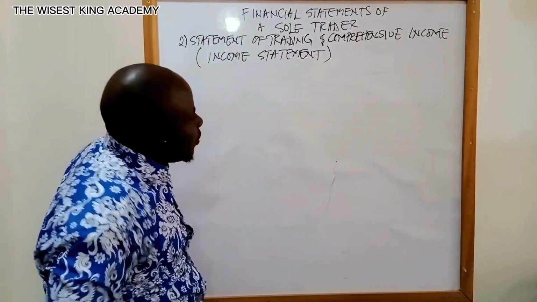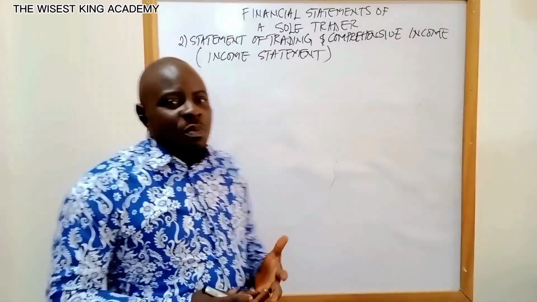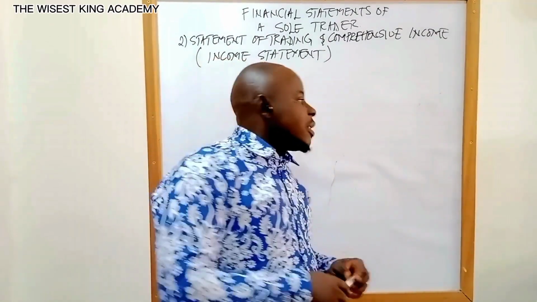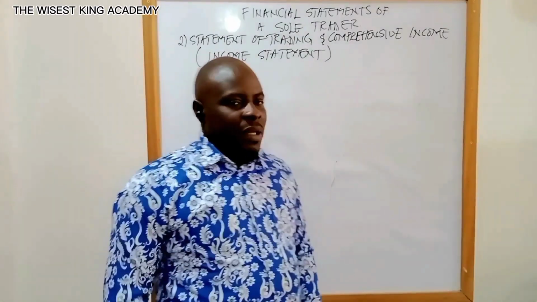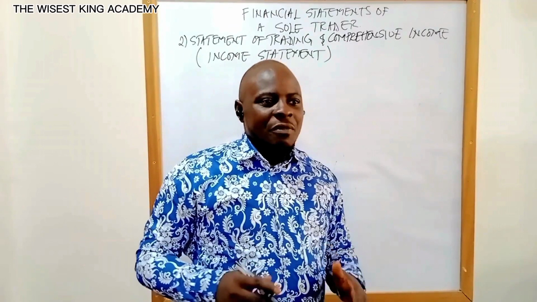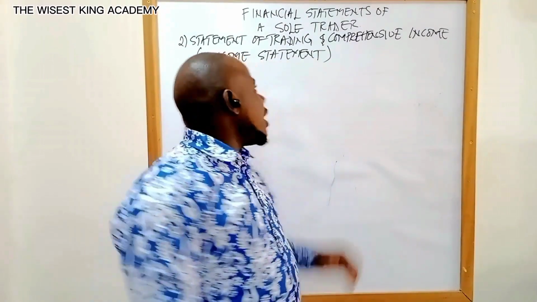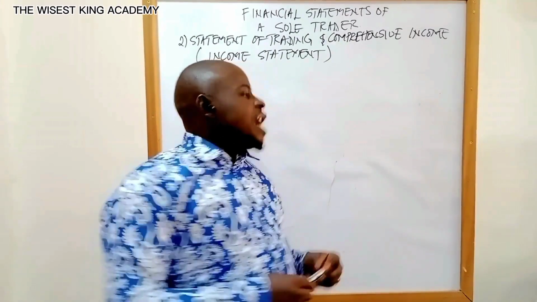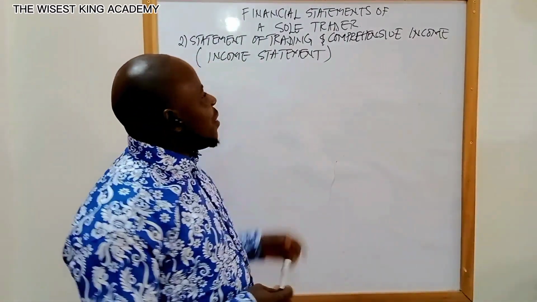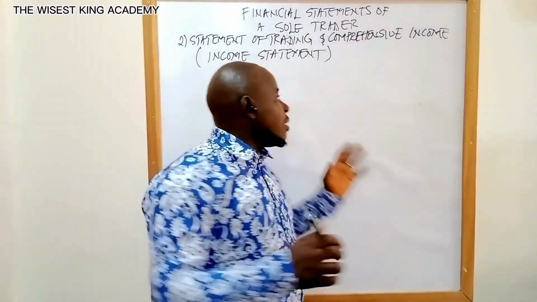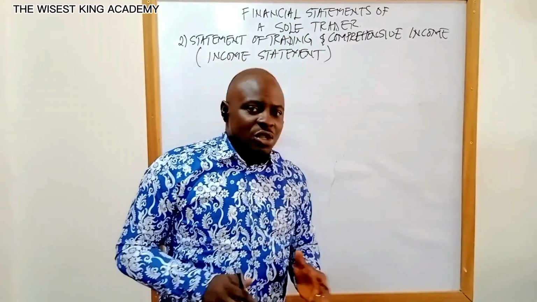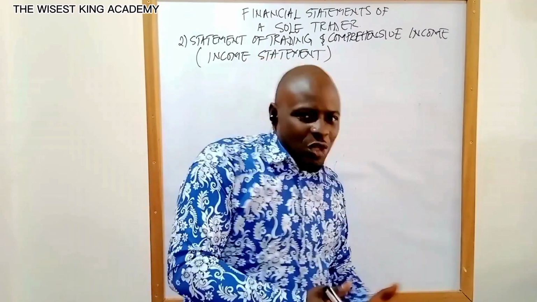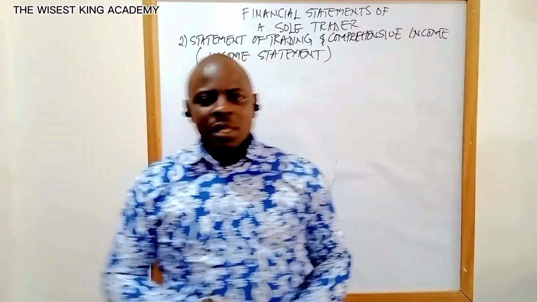Now, the statement of financial position is usually prepared as at a date, but the income statement is usually prepared for a period ended. The income statement shows the performance of the business. The income statement is a financial statement that shows the gross profit and the net profit.